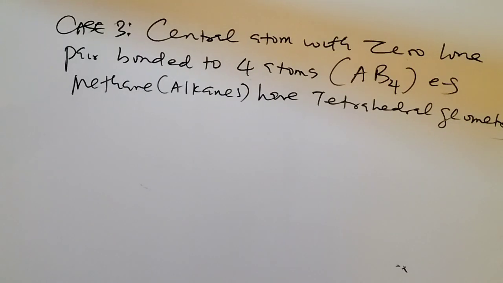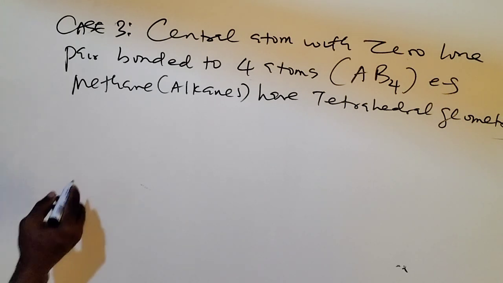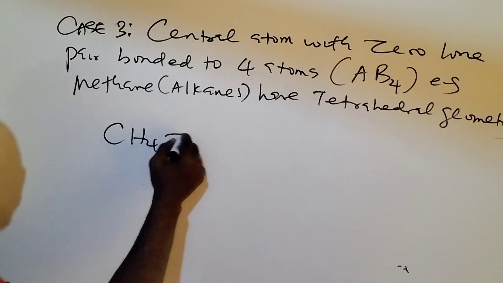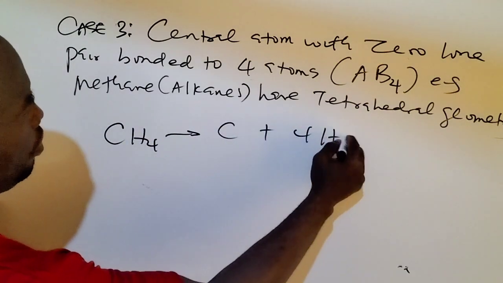Look at case 3. When the central atom has 0 lone pair but is bonded to 4 other atoms. For example, methane or alkanes in general have tetrahedral shape or geometry. So the central atom is bonded to 4 other atoms, and that central atom will have no lone pair. Look at methane. Methane is formed between carbon and 4 hydrogen.